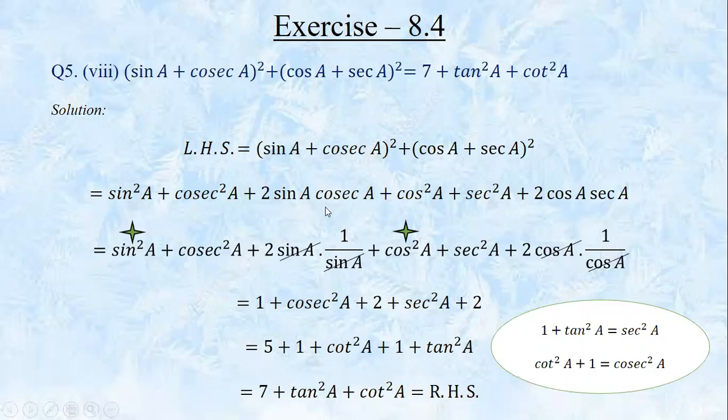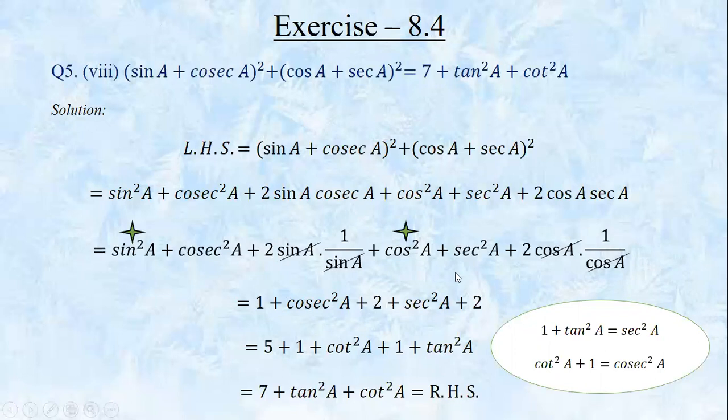Now, the first two terms remain the same. In the third one, we are going to convert cosec A in terms of sine, which is 1 by sin A. Again, cos square A and sec square A remain the same. And sec A we convert to 1 by cos A. So, cos A and sin A will get cancelled. For the next step, we know that sin square A plus cos square A equal to 1. That is our first trigonometric identity. So, first 1 plus cosec square A plus 2 remains here after cancellation.